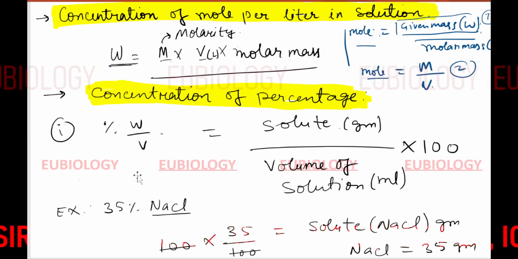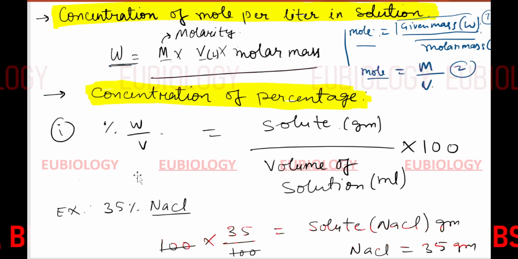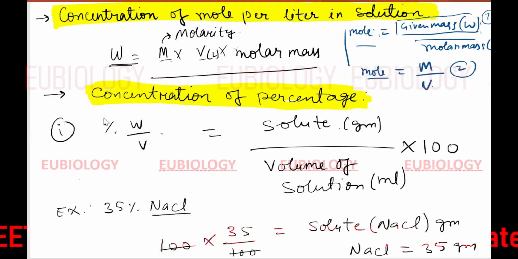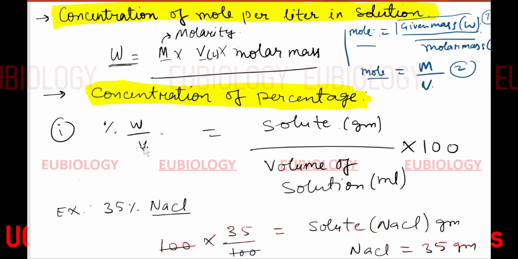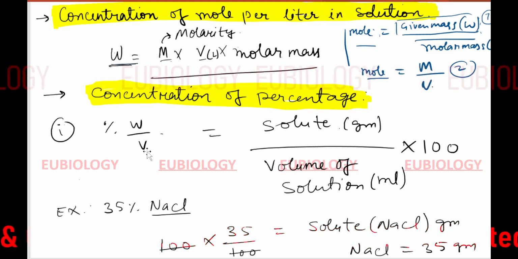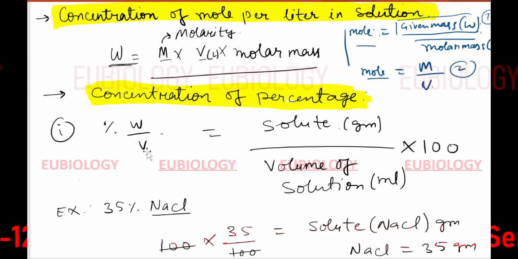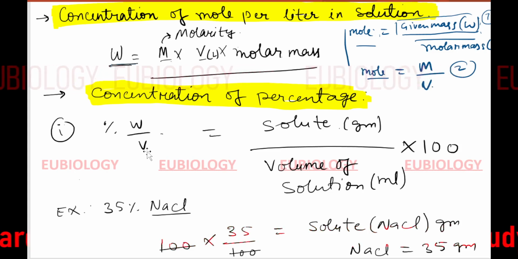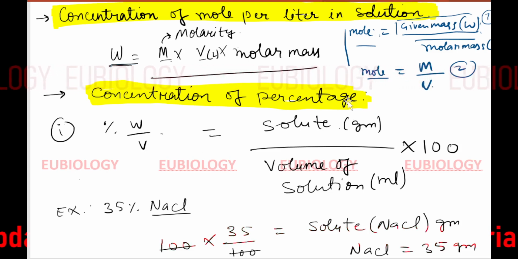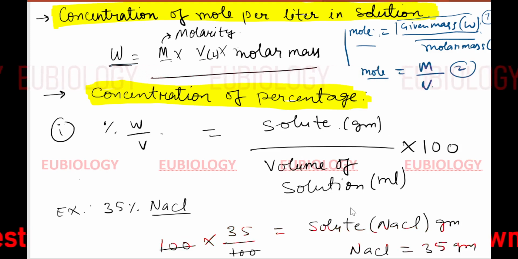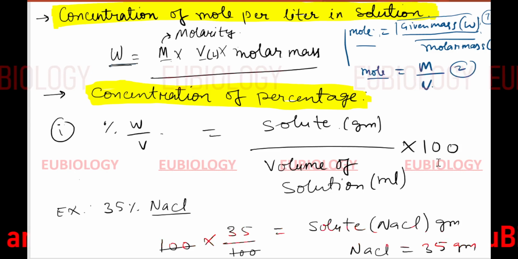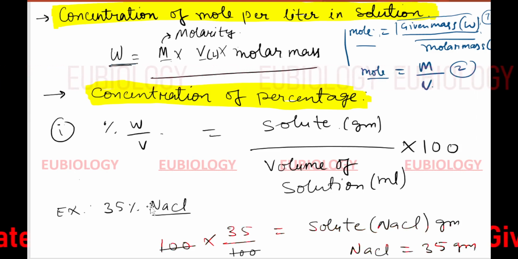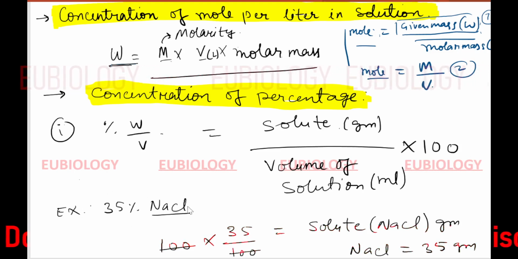you to make a 35% glucose or 20% glucose or 2.5% glucose. What does it mean? It is weight by volume. If I am saying weight by volume, it means the chemical or the solute you have to measure in grams, and divided by the volume of the solution in ml, into 100. That will give you the percentage weight by volume. So you have to make it 35% of NaCl.